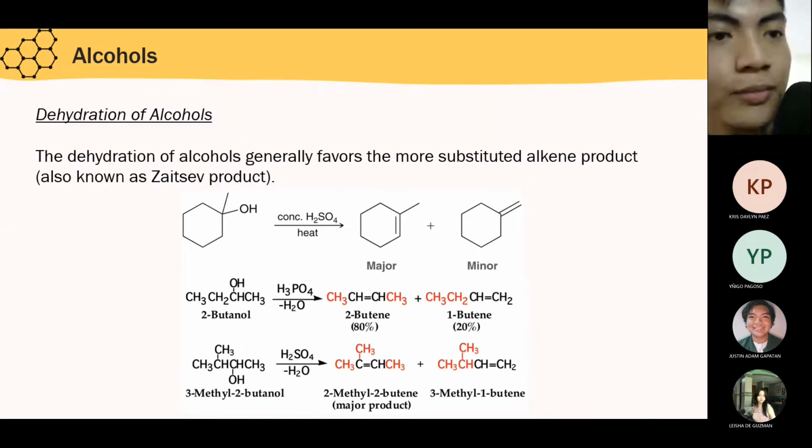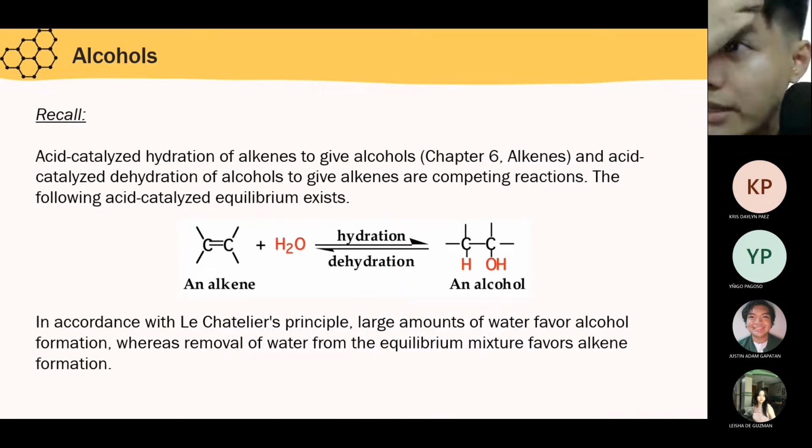So, that's how you determine the Zaitsev and the Hofmann product. The major product is the Zaitsev. Siya yung more substituted alkene. Yung minor product is the Hofmann. Siya yung less substituted alkene. Okay? And again, yung acid catalyzed dehydration of alcohol that can go together with the addition reaction of your alkene.